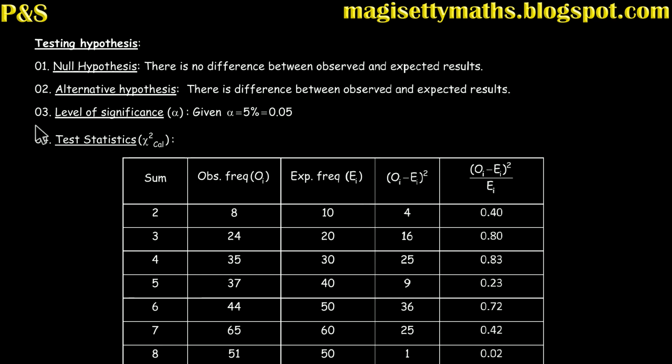Now coming to testing the hypothesis. The null hypothesis always says that there is no significant difference between observed frequencies and expected frequencies. The alternative hypothesis is the complement of the null hypothesis: there is a difference between observed and expected results. Clearly, given alpha equals 5%, that is 0.05.